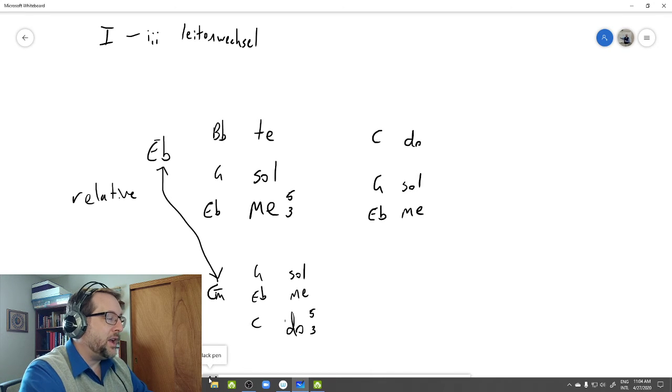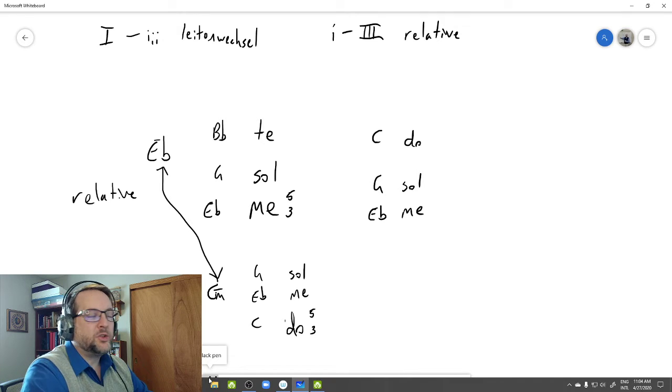On the other hand, the minor one and its major mediant have the relative relationship. And this is extremely common. I mean, all the time. If you don't raise your leading tone in minor, you don't have that Ti-Do, that Te is going to naturally pull you into the relative major. It's really easy to modulate in minor from the minor to the relative major. You just stop using Ti and let the Te take you to the Mi, Sol, Te.